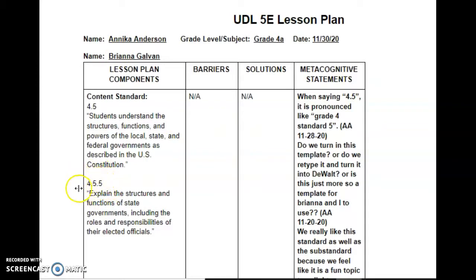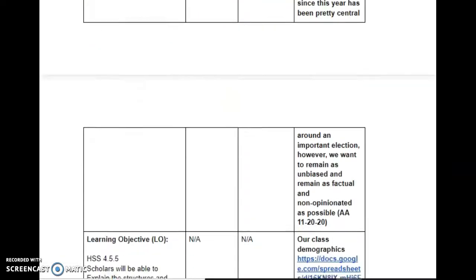So it's 4.5.5. It's grade 4, standard 5, substandard 5, and it explains the structures and functions of state governments, including the roles and responsibilities of their elected officials.